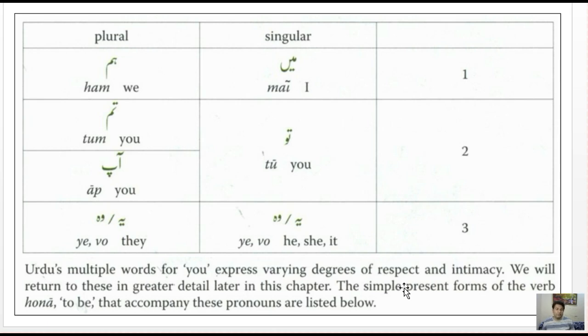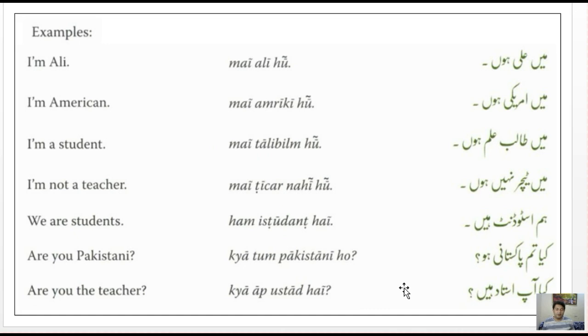So Urdu's multiple words for you express varying degrees of respect and intimacy. We will return to these in greater detail later in this chapter. The simple present form of the verb hona, to be, that accompanies these pronouns is listed below. In the next slide, we'll look at them. These are some of the examples.